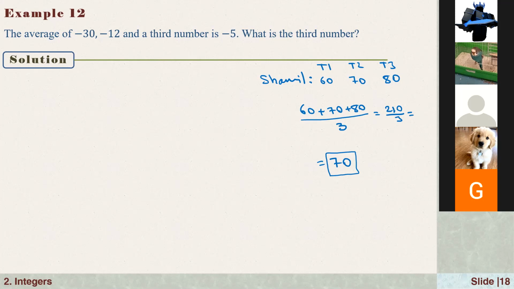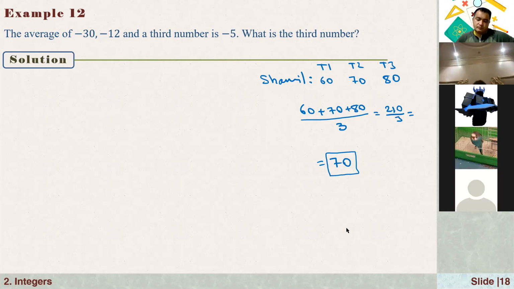Any questions, guys? Kazım, yes. Like in here you got that number, but how did you know? What did you do with the 70? Now I'm adding these numbers together, 60 plus 70 plus 80, that's equal to 210.